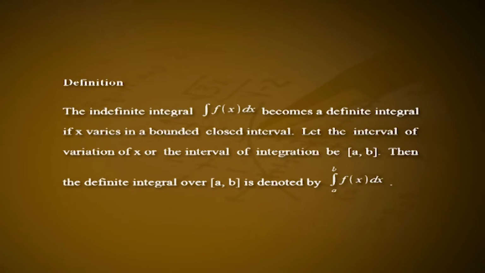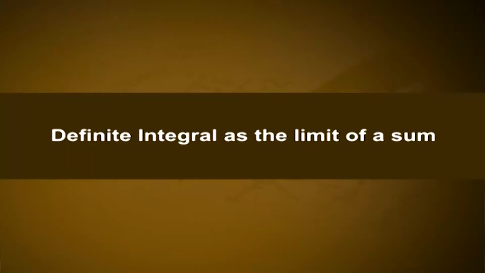a bounded closed interval. Let the interval of variation of x, or the interval of integration, be the closed interval [a, b]. Then the definite integral over the closed interval [a, b] is denoted by the integral from a to b of f of x dx. Here a is named as the lower limit and b is named as the upper limit. Definite integral as the limit of a sum.